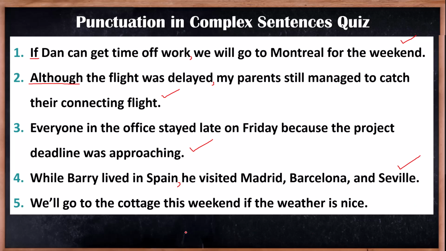And finally, number 5. We'll go to the cottage this weekend if the weather is nice. If is the subordinating conjunction, but it comes after the independent clause. So this is correct as it is. We do not add a comma.